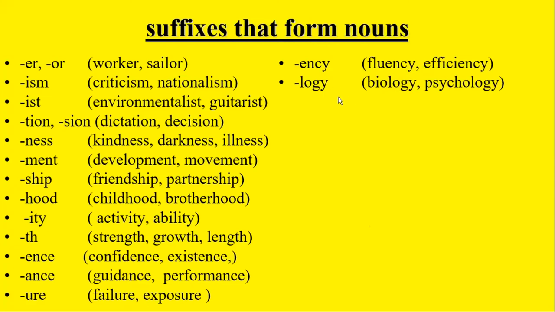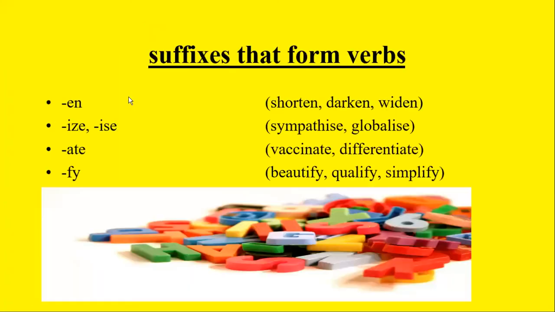Logy means a science. Bio, biology. Psychology. Right, then here we are moving on to the suffixes that form verbs. Let's take the first one as the example: en. Short, shorten. Dark, darken. Wide, widen. The adjective short can be modified into the verb using the suffix en, a derivational suffix.